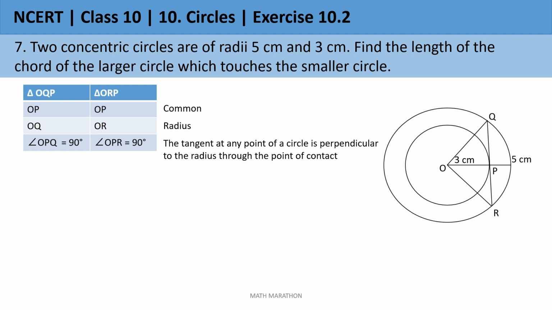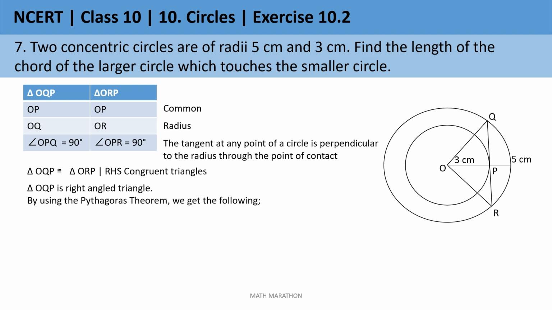Angle OPQ is 90 degree. Also, angle OPR is 90 degree, because the tangent at any point of a circle is perpendicular to the radius through the point of contact. So, triangle OQP and triangle ORP are congruent triangles. Triangle OQP is right-angled triangle. We can use Pythagoras theorem. OP square plus PQ square is equal to OQ square. 3 square plus PQ square is equal to 5 square.